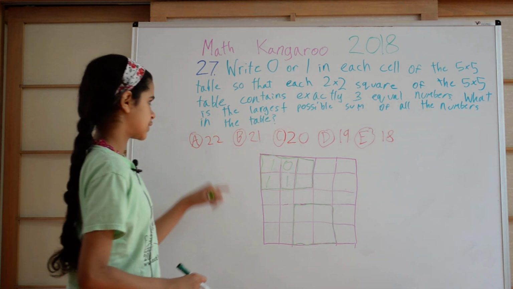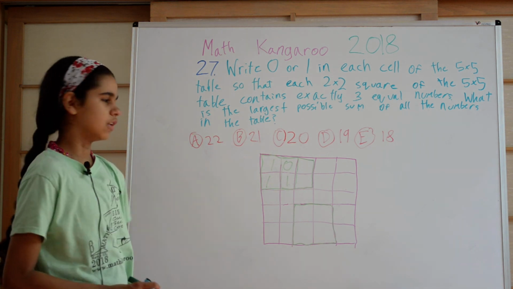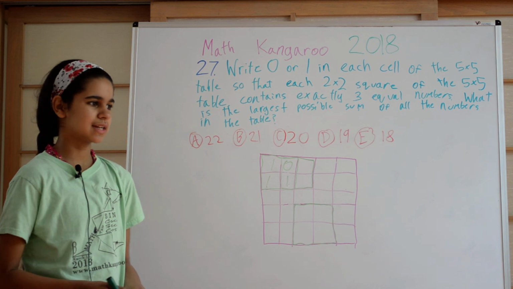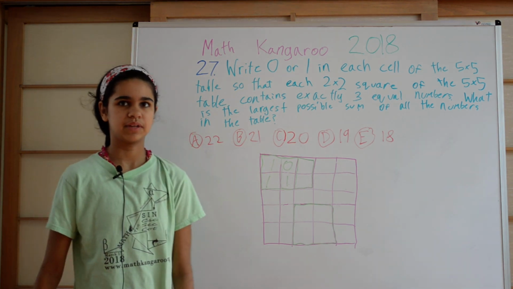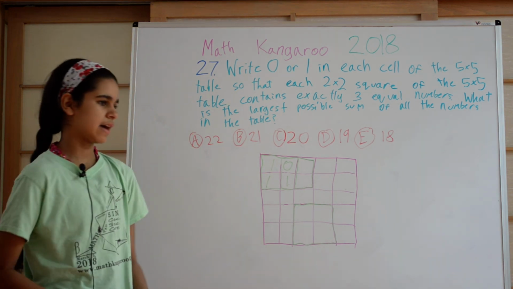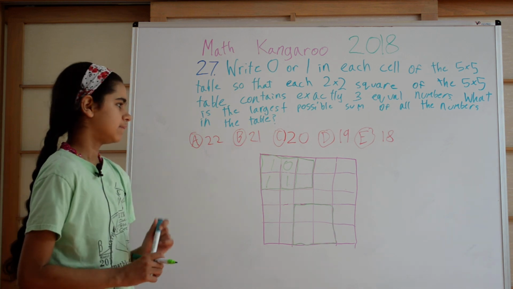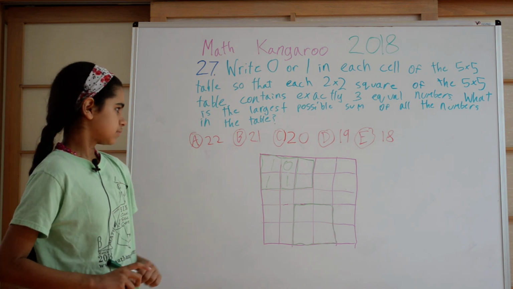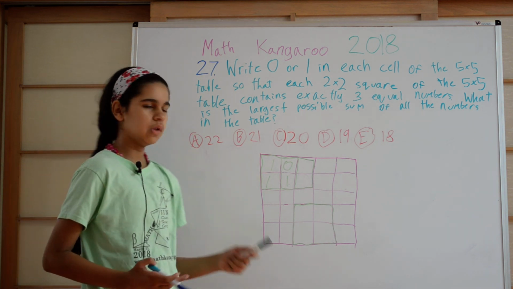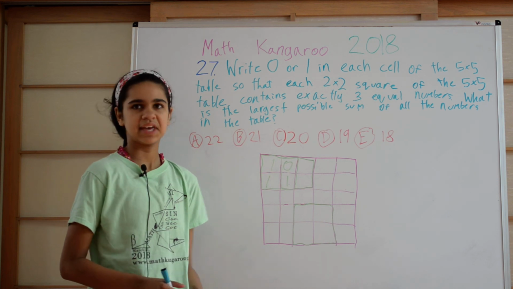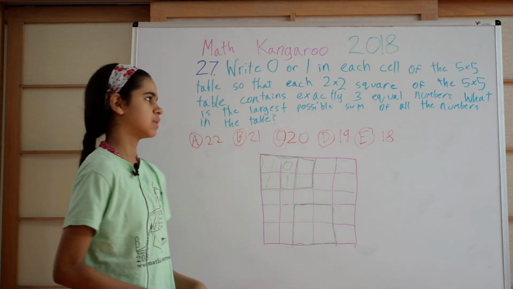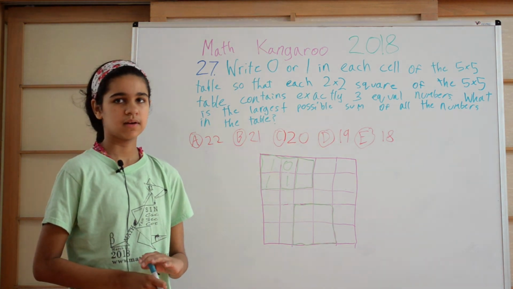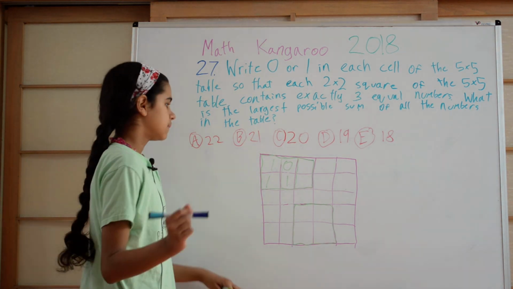But we do know that we're trying to maximize the sum of all the numbers in the table. And 1 is greater than 0, so more 1s will give us a bigger sum than more zeros. So we do want to have as many 1s as possible in the table, because that's going to make our sum the biggest. If we had all 1s, that would give us a sum of 25, but we can't do that. We have to have at least some zeros, because each 2 by 2 square has to have exactly 3 equal numbers. We can't have 4. So 4 1s isn't an option.